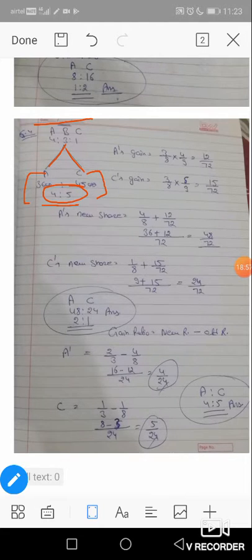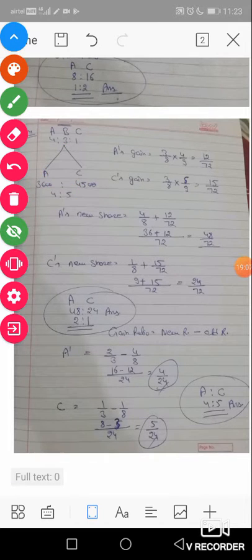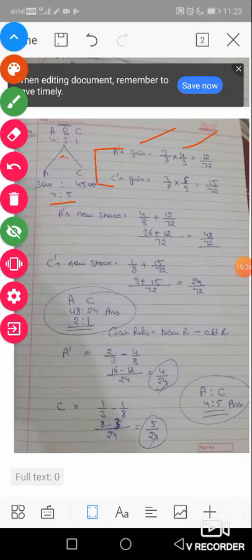So we will divide B's share into the ratio 4 is to 5. If we divide B's share into 4 is to 5, these are known as A's gain and C's gain. Same as in our previous numerical, B's share is 3 upon 8. A's gain is 3 upon 8 into 4 upon 9, and C's gain is 3 upon 8 into 5 upon 9. So A's gain is 12 upon 72, and C's gain is 3 into 5, 15 upon 72.